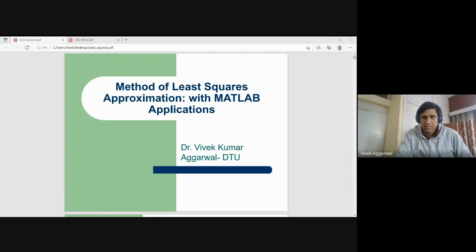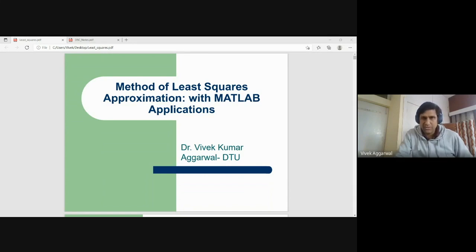So today we are going to discuss a very important topic, that is the least square method. How we can use the least square method for a large number of data points. So let's start with that one. Today's topic is the method of least square approximation with MATLAB application.